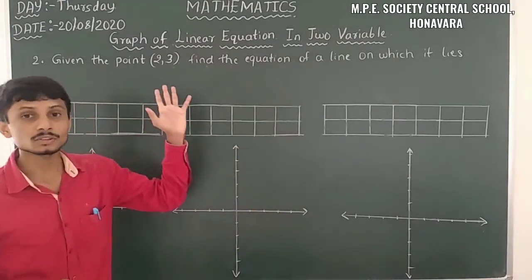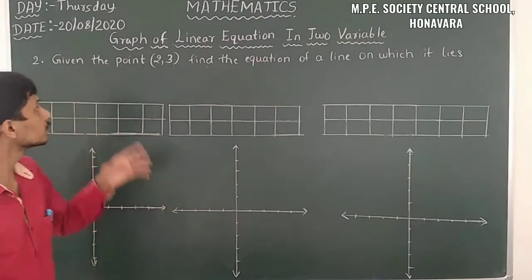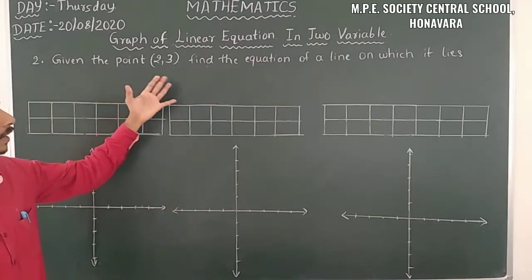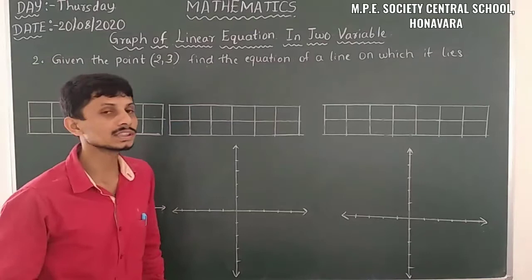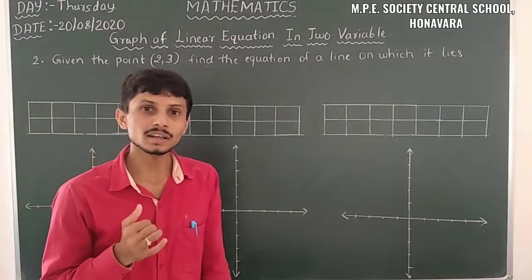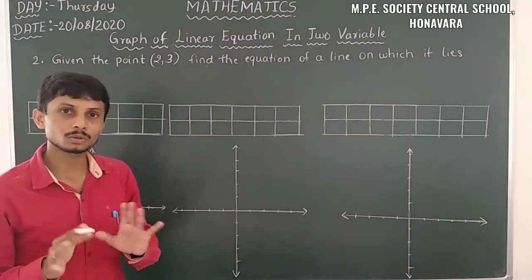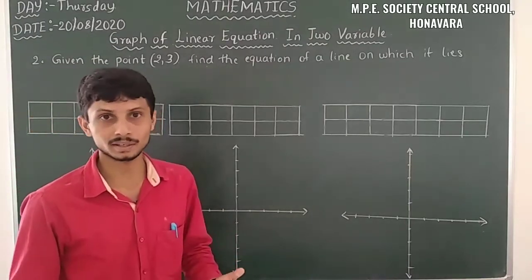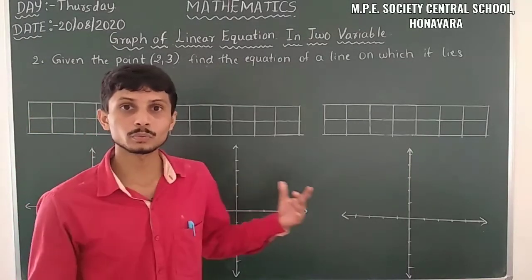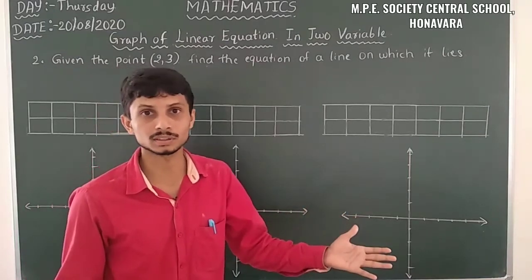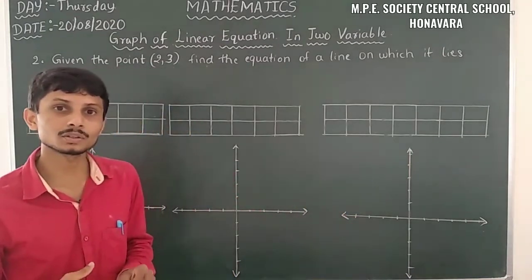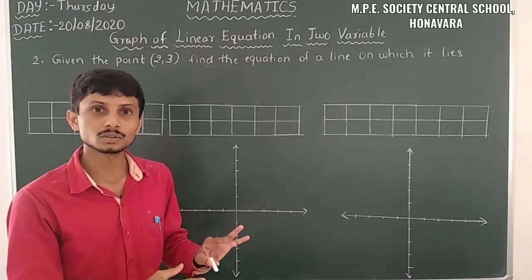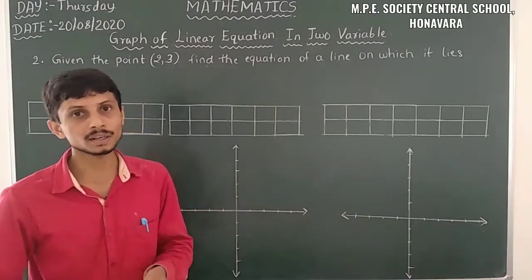So this is the second question. The question tells us that given the point 2, 3, find the equation of the line on which it lies. So here I just made an arrangement, don't go with the arrangement. You have to write one after another. Here there are 3 equations possible, so that's why I am telling you, don't write beginning here. You have to write one after another.